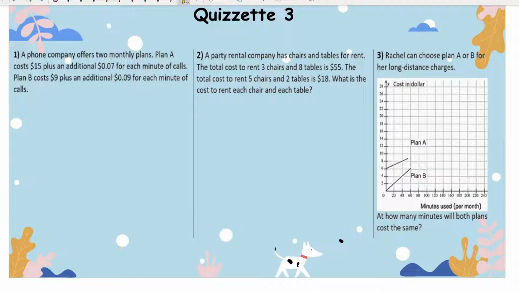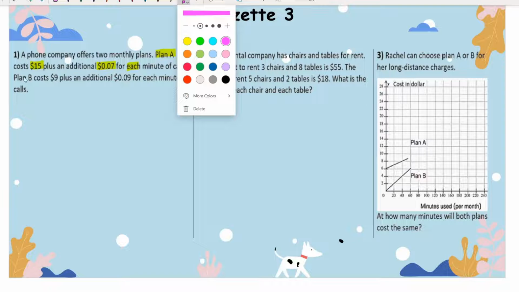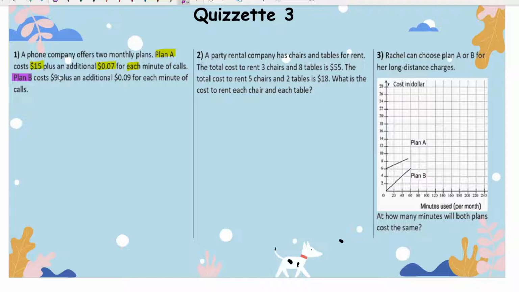Problem 1. A phone company offers 2 monthly plans. Plan A costs $15 plus additional 7 cents for each minute of call. And Plan B costs $9 plus additional 9 cents for each minute of call. So the question is at which minutes both plans cost the same.